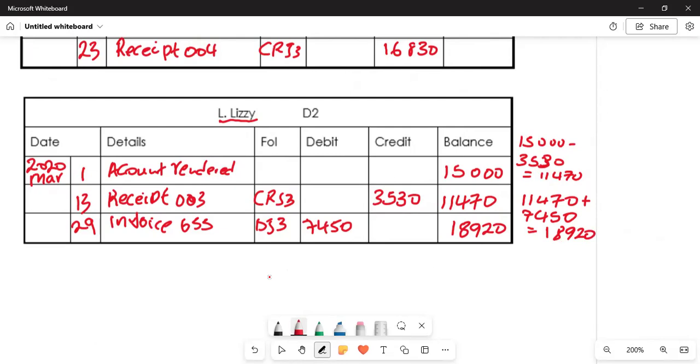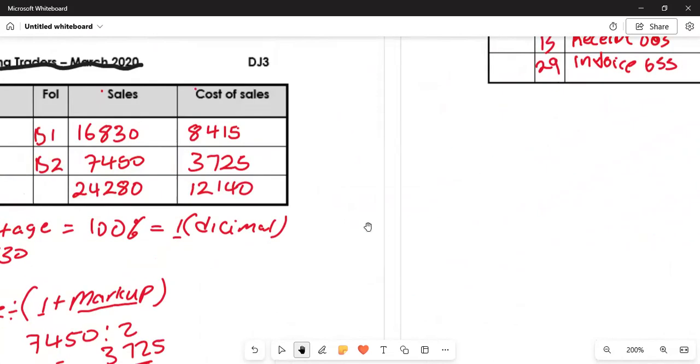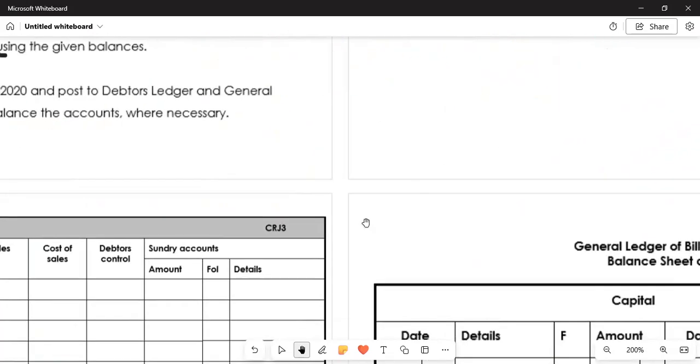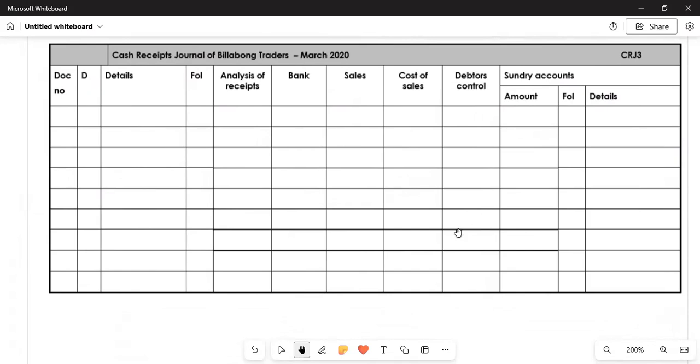18,920. That is the balance now. So now we are to move on to the cash receipts journal. We were asked to do what? The cash receipts journal.